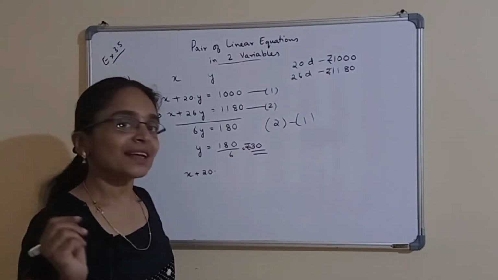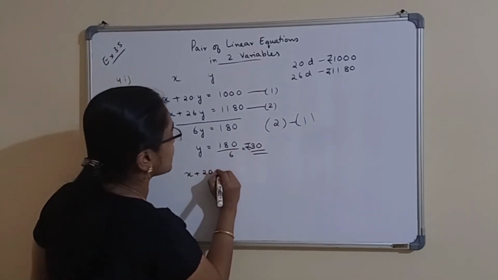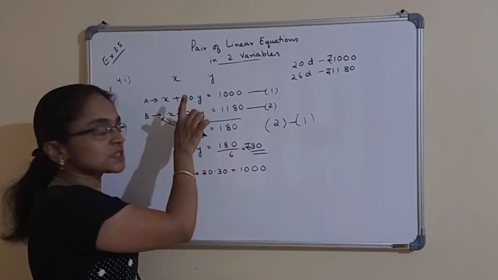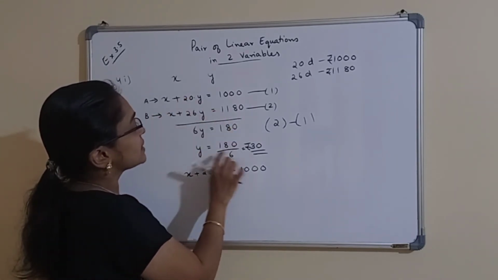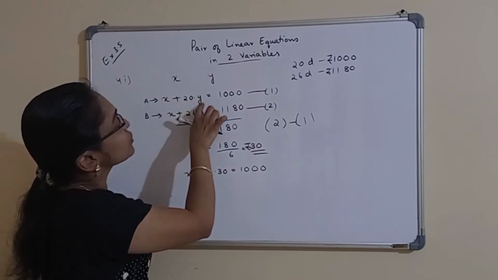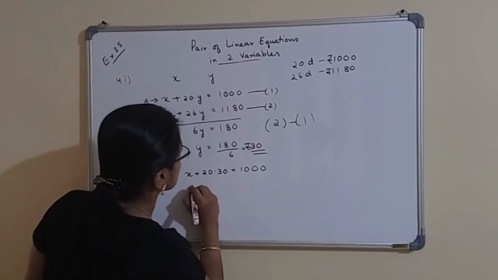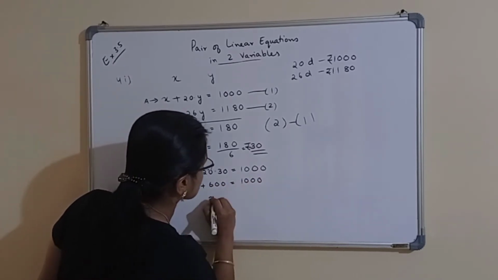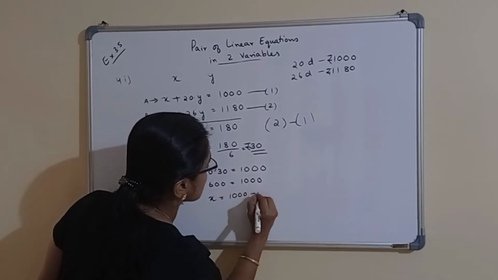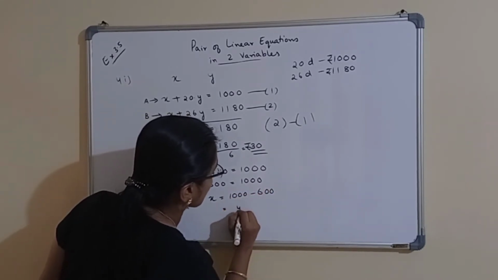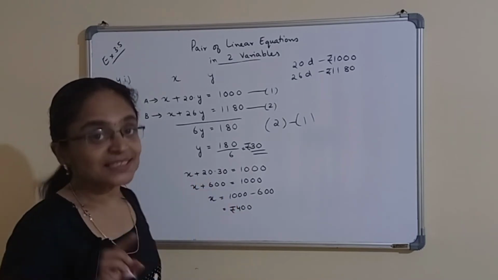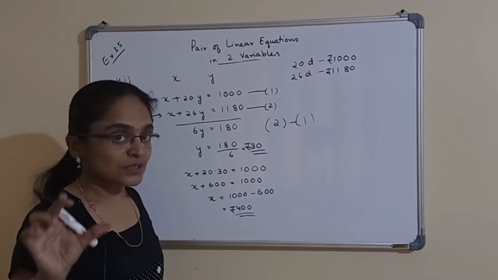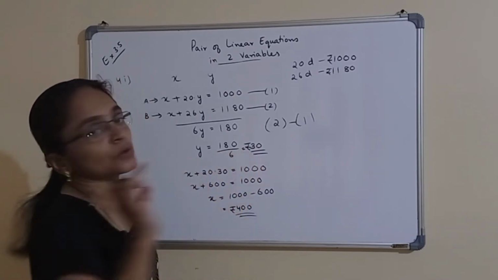Now we can solve for x. We can substitute for y here. Y is 30. So x plus 20 into 30 equal to 1000, which means x plus 600 is equal to 1000. So x equals 1000 minus 600, which is 400. That is, fixed charge is 400 rupees and cost of food per day is 30 rupees.